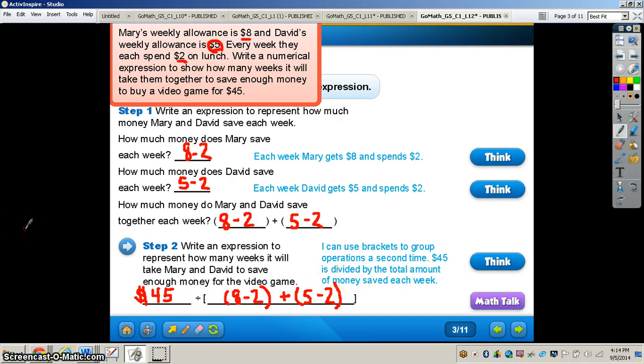So we can see, since the expression needs to represent the cost of the video game divided by the amount saved each week by both Mary and David, brackets are placed so the amount saved each week is calculated first. It's important to calculate how much is saved each week. We need to figure out how much each person saves each week, and then how much together they save each week, and that's where the brackets come in. So there are two steps that we need to do within the brackets here.